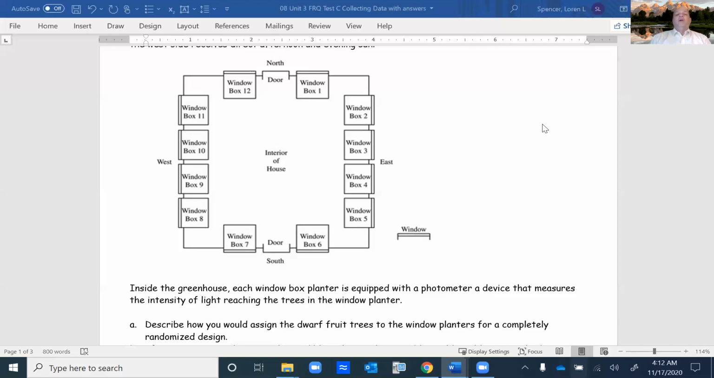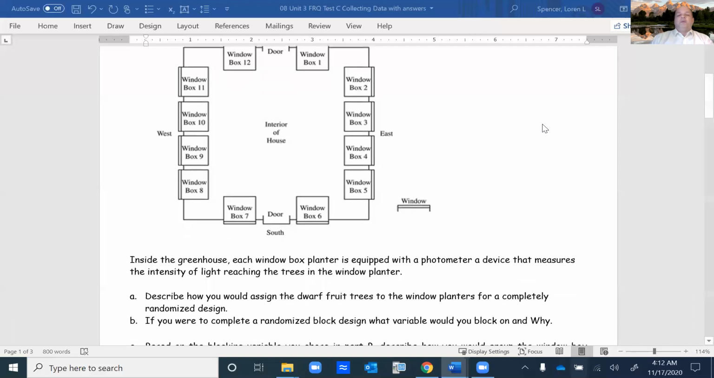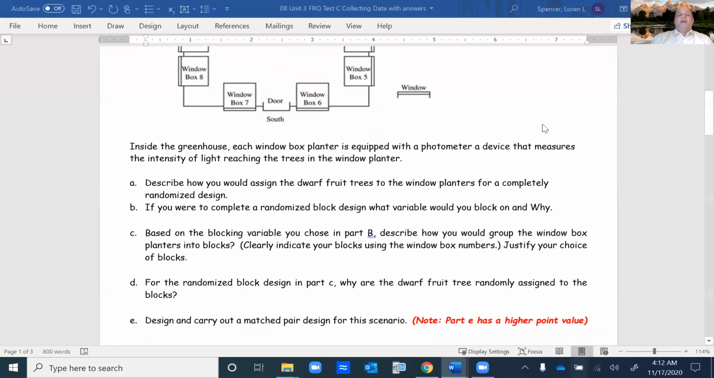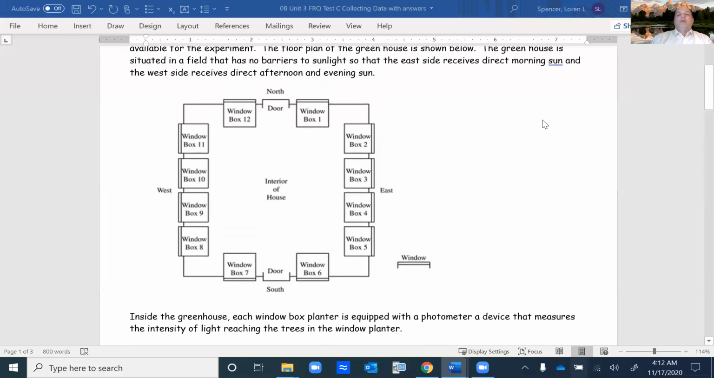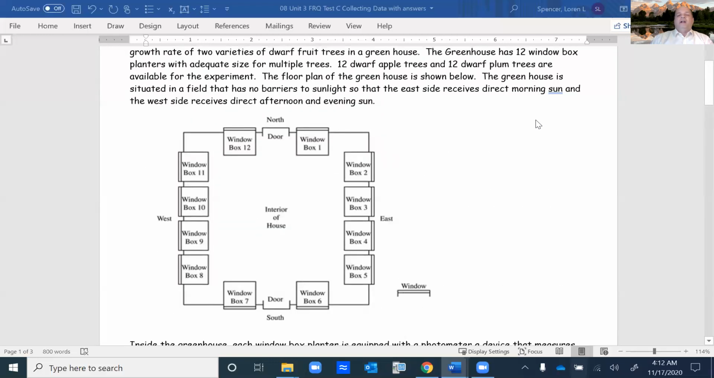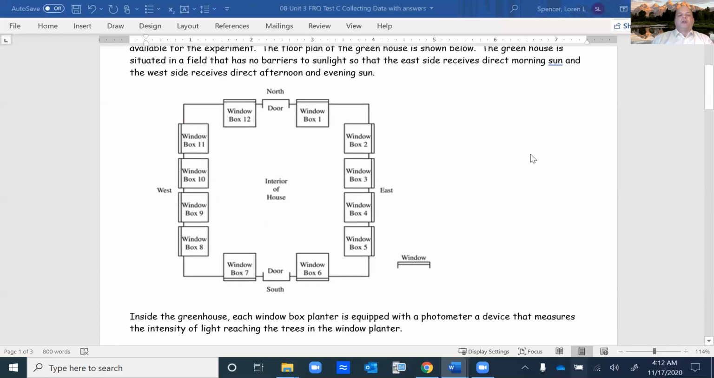Once I've done that, after a specific amount of time, I'd go back and I would measure the amount of growth that each tree had. Because that growth is our response variable in this particular instance.